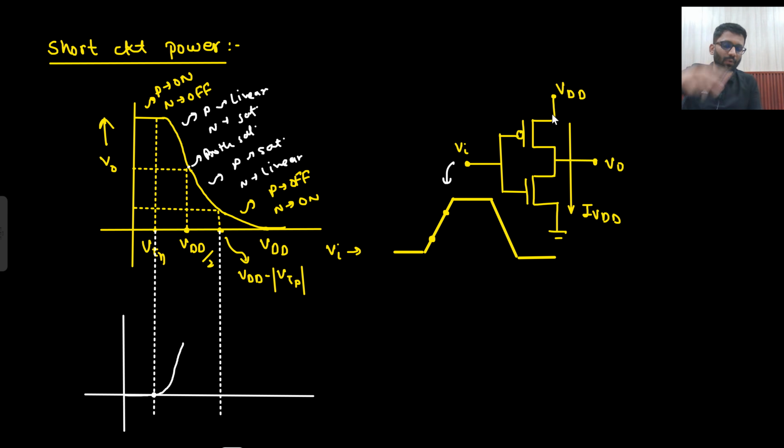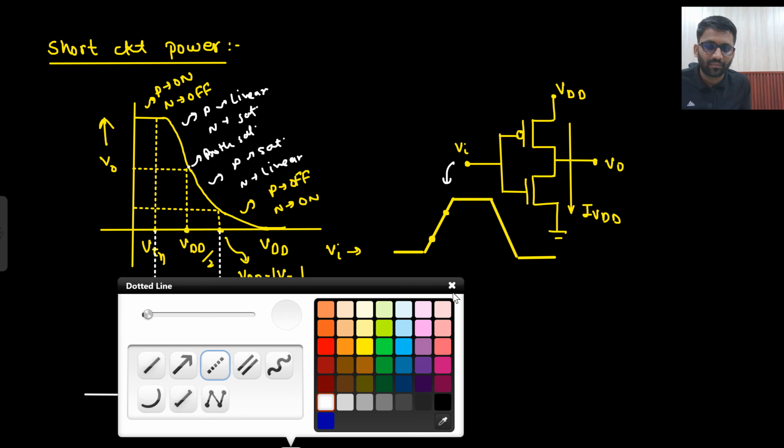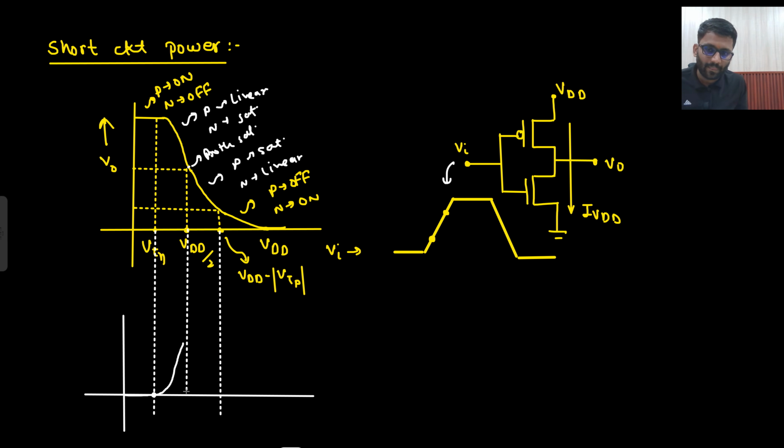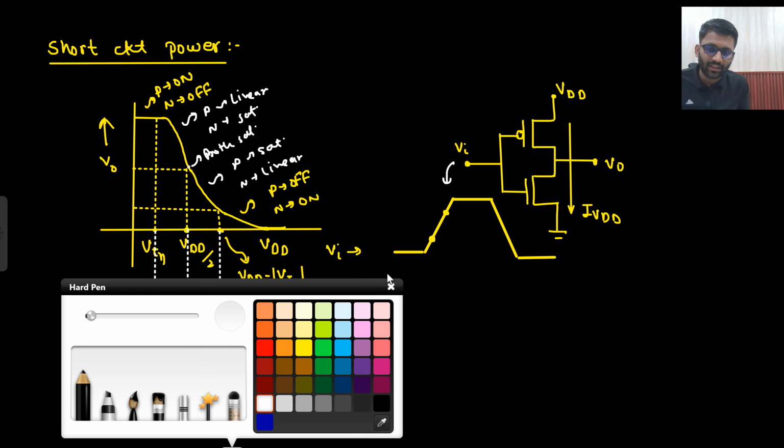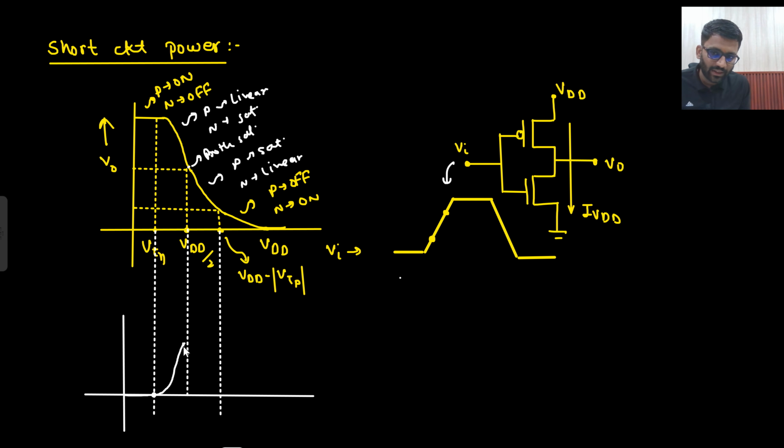If both are in saturation, both can act as a current source. That means from VDD to ground, you are having a direct path. So at that time, your current is maximum. When you are transitioning, you would see that your current increases and then it decreases. So this kind of curve you see here. If this point is your VTN, this point will be your switching threshold.